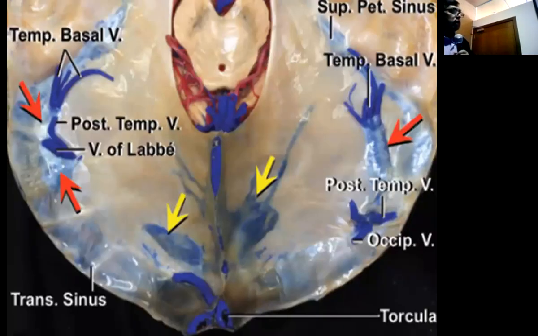So let's look at the brainstem from the top. This is the tentorium, separating the supratentorial part from the infratentorial part. This is the midbrain coming through the hiatus within the tent.